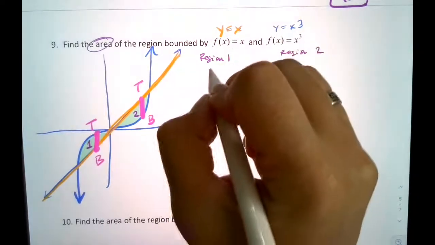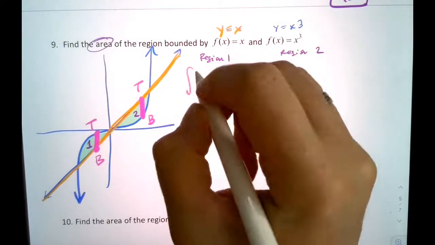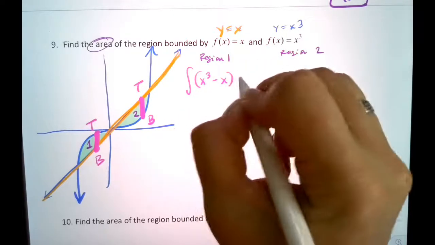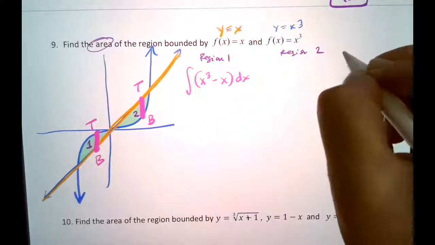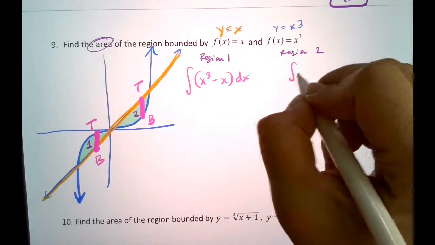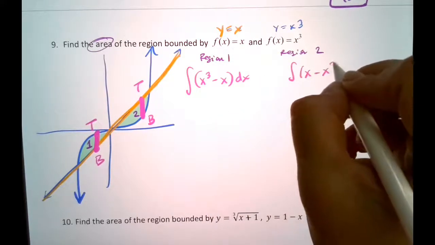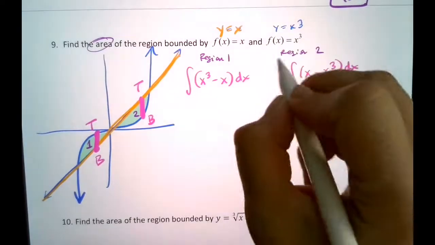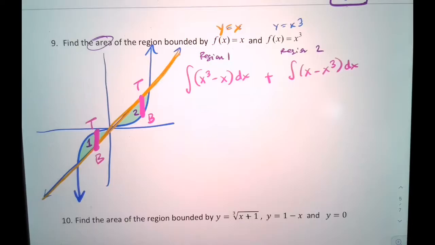So region 1 is going to be the integral. Top function would be the cubic function. Bottom function is the line. When I come over here to region 2, the top function is the line and the bottom function is the cubic function. You see that switcheroo happening here. And I can just put a big plus sign in the middle, like, hey, let me add them together. What I'm missing is the limits of integration.